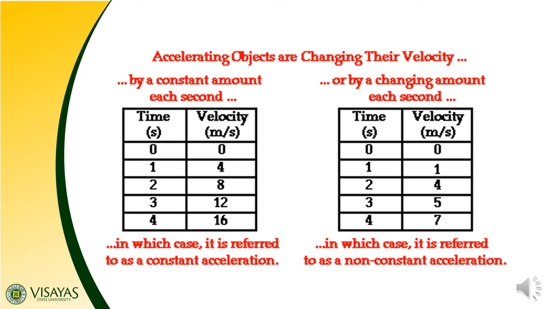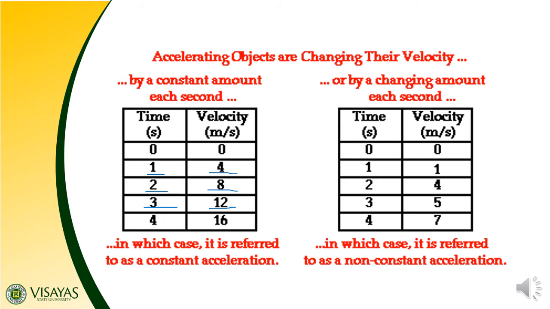So at 1 second, the velocity is 4 meters per second. At 2 seconds, the velocity adds up another 4 meters per second, so the new velocity is 8 meters per second. And after 3 seconds, you add another 4 meters per second, so the velocity is 12 meters per second. So the velocity is changing by a constant amount each second. That is constant acceleration. Again, constant acceleration means that the velocity is changing by a constant amount.